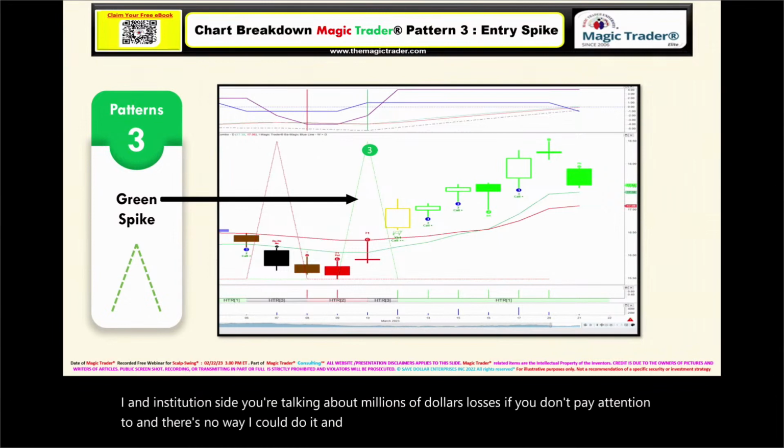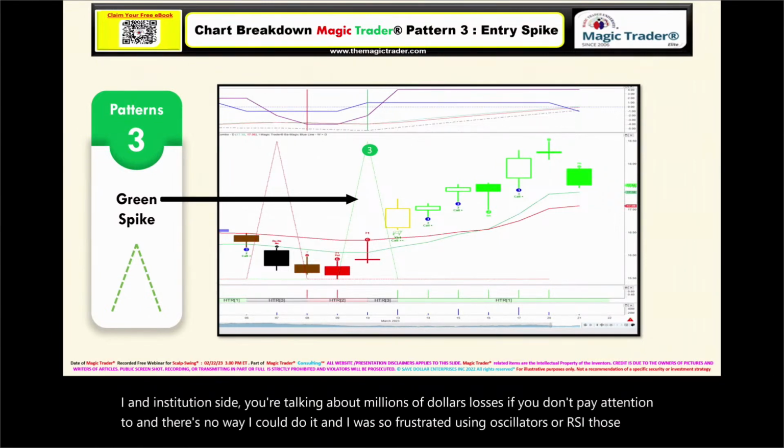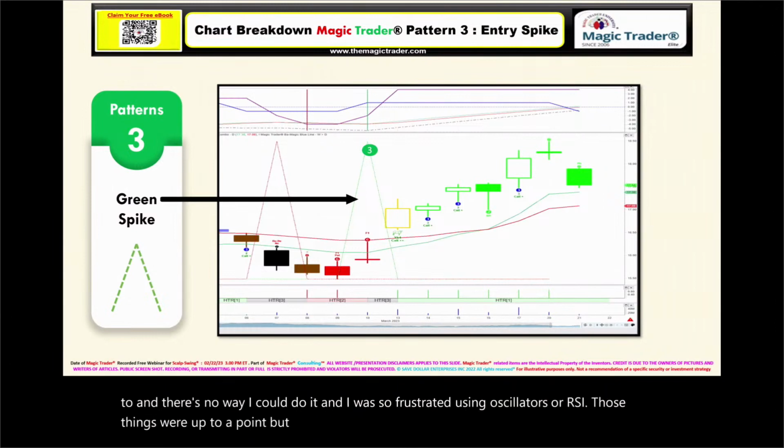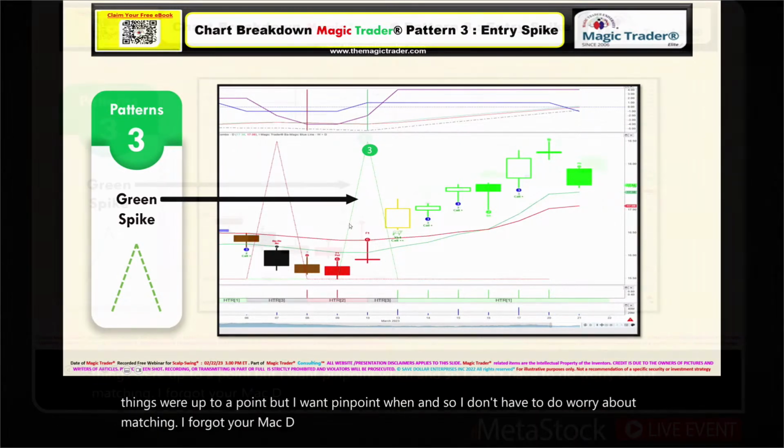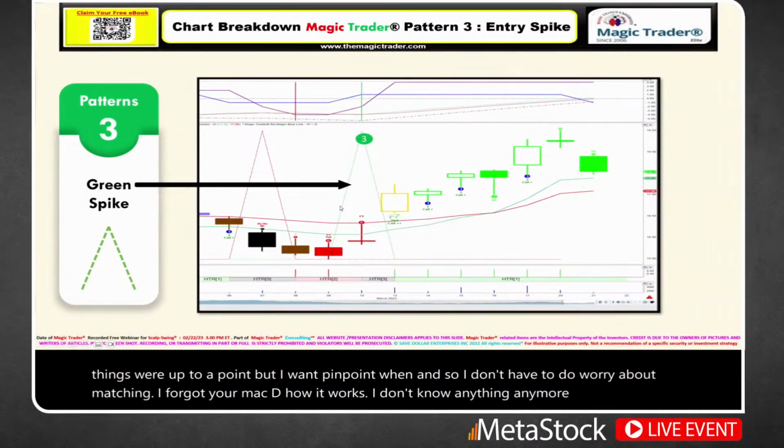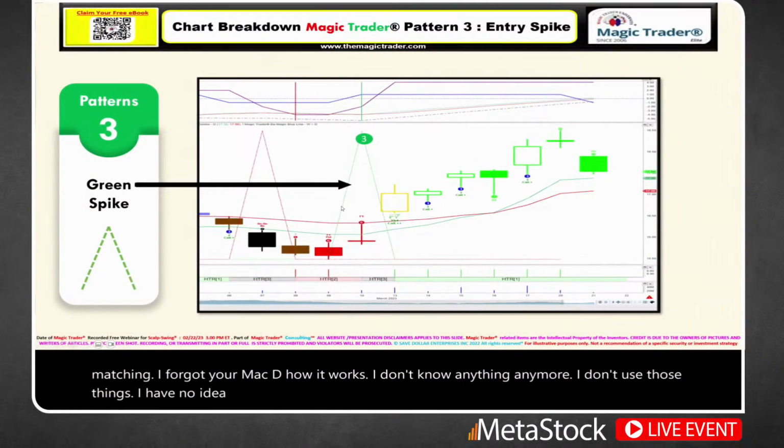And I was so frustrated using oscillators or RSI. Those things work up to a point, but I want to pinpoint when. So I don't have to worry about matching. I forgot even how MACD works. I don't know anything anymore, I don't use those things, so I have no idea. That was 15 plus years ago now.